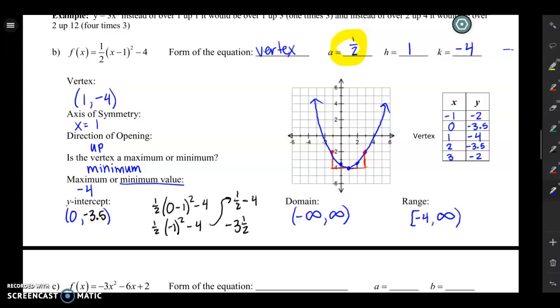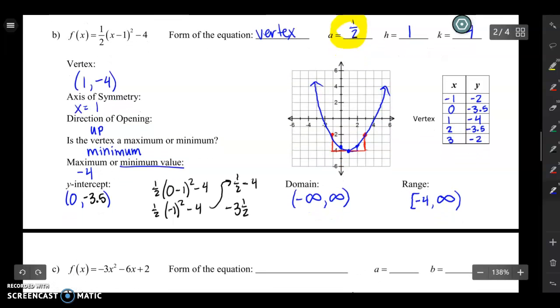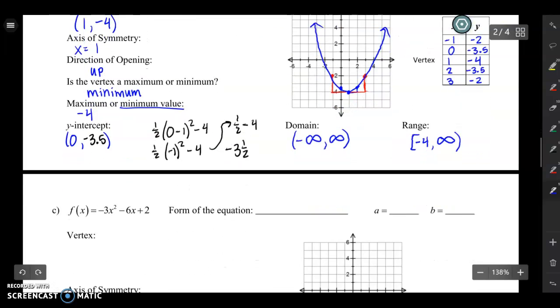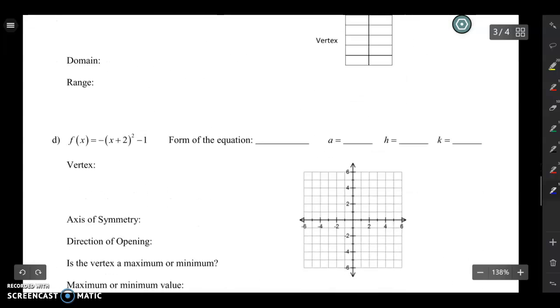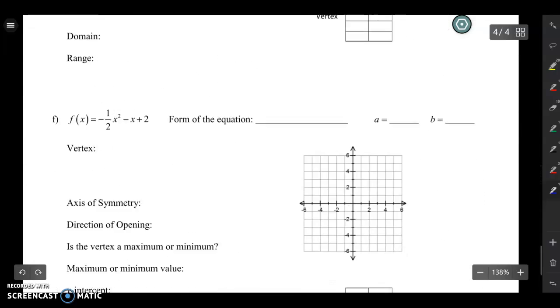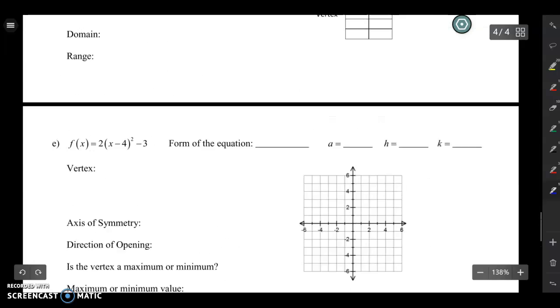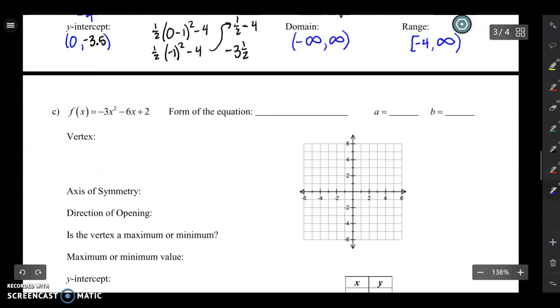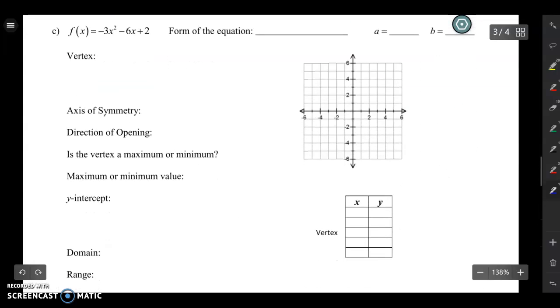All right, perfect. Okay, we've done an example where it's in vertex form. We've done an example in standard form. I'm going to jump down and see if I have any examples in factored form, which I don't. So let's just go ahead and do the next example then. Okay. Let's see. In C, my equation is in standard form.